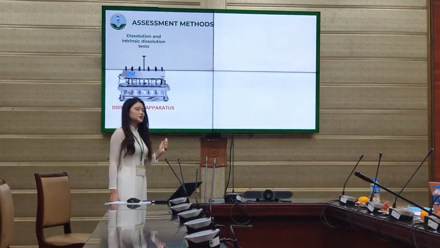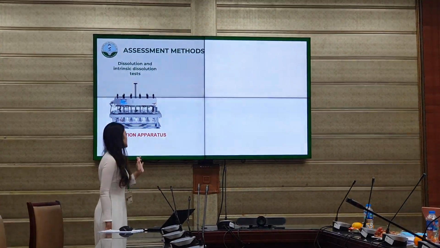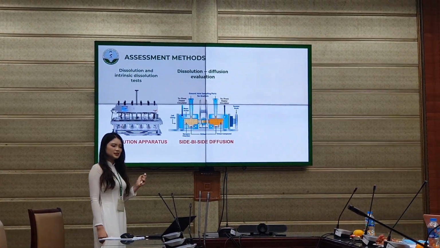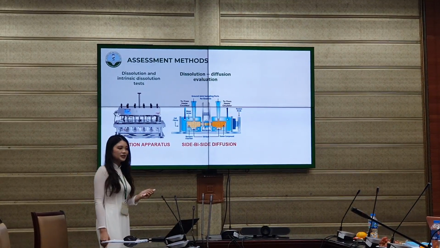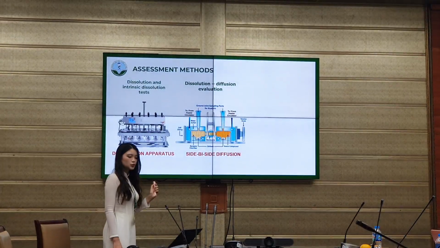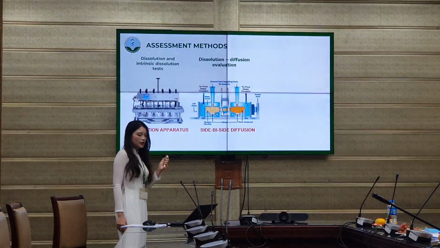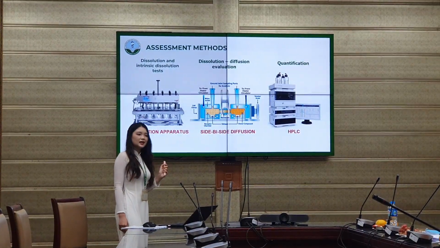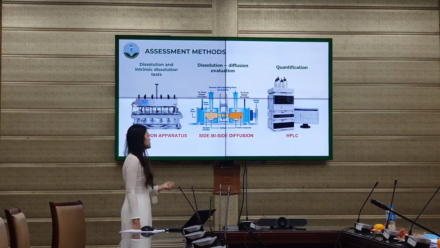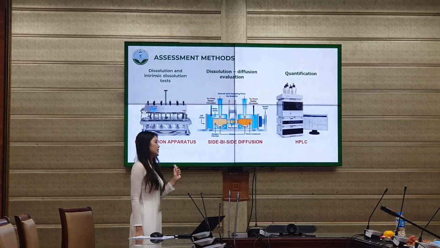Dissolution and intrinsic dissolution tests were performed using the dissolution apparatus, and dissolution diffusion evaluation was performed using the side-by-side diffusion cell at a set rotation speed in phosphate buffer pH 6.8, with or without the surfactant Tween 80, maintained at 37 Celsius. At predetermined time intervals, the samples were withdrawn, filtered, and then analyzed using HPLC to quantify the amount of drug dissolved over time. The HPLC system was validated for system suitability, specificity, and linearity.